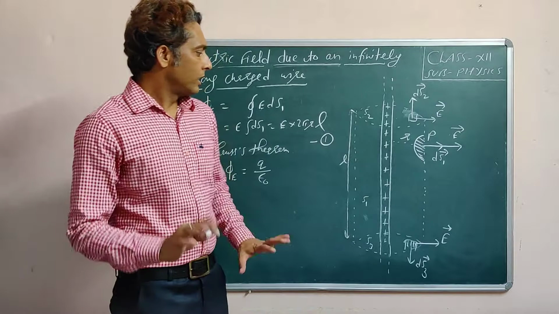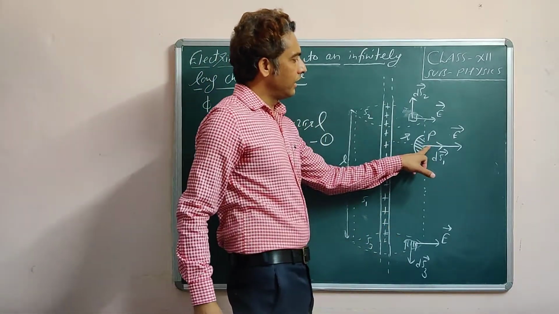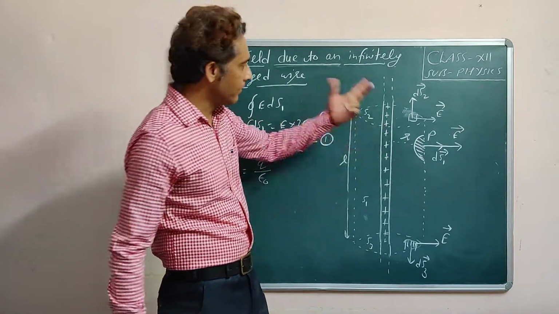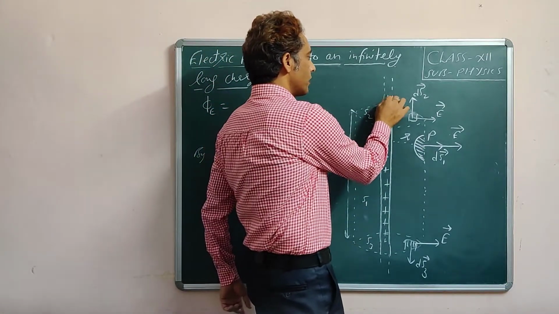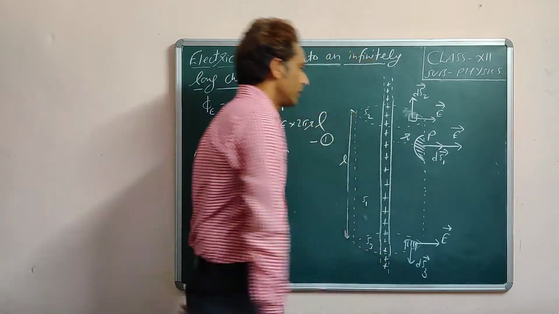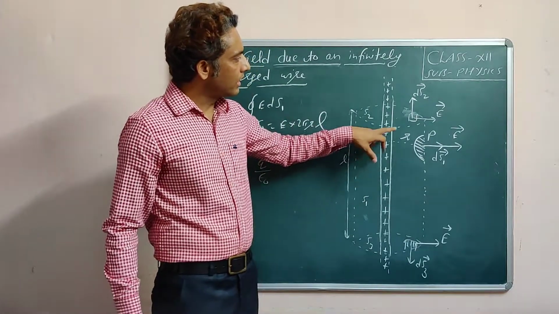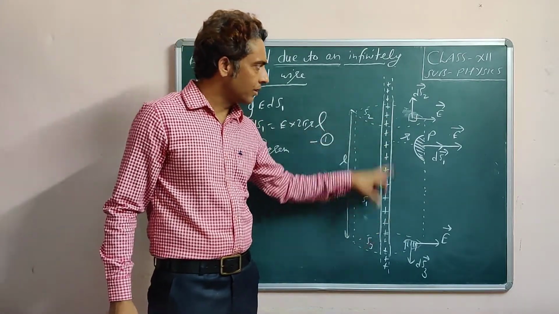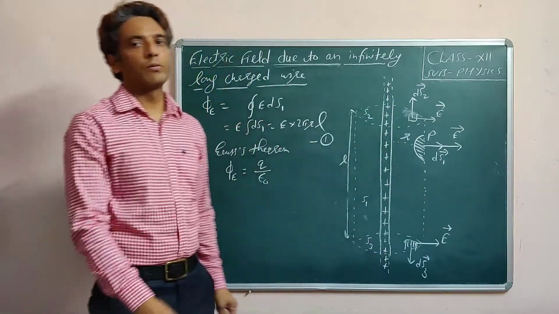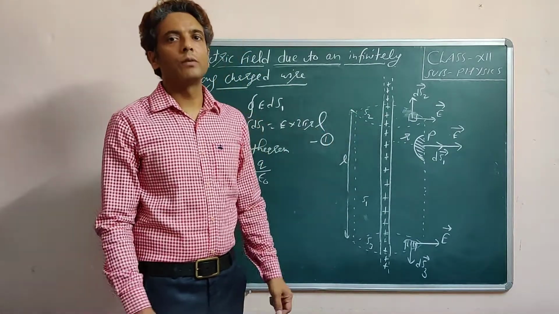Now you can see this electric field E is due to charges inside the closed surface as well as the charges outside the closed surface. They will also contribute to electric field, but the charge which contributes to electric flux is only the charge enclosed in this closed surface. These charges will not contribute to electric flux, but they are contributing to electric field.